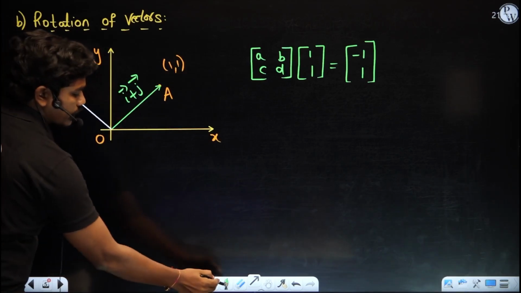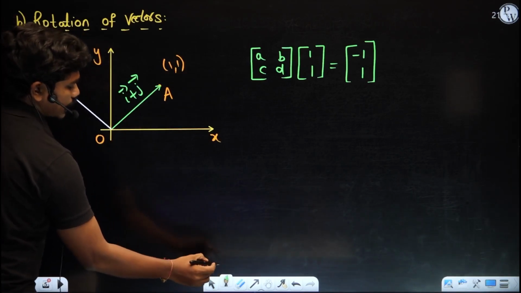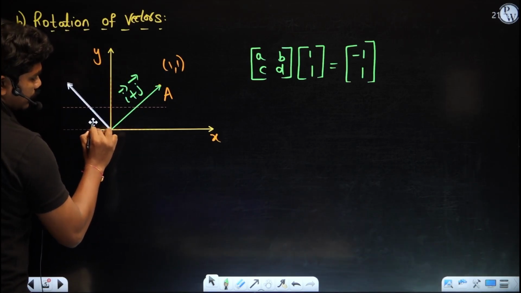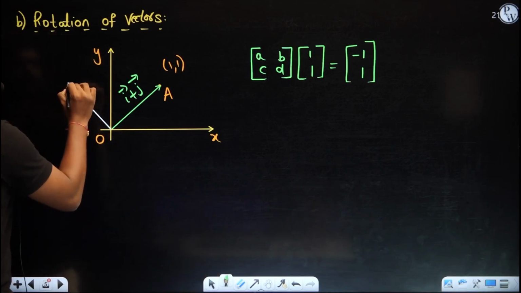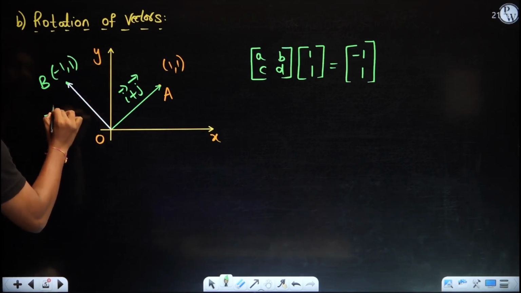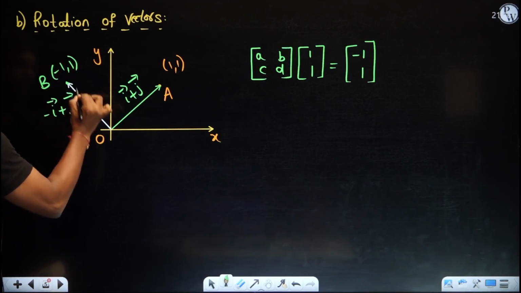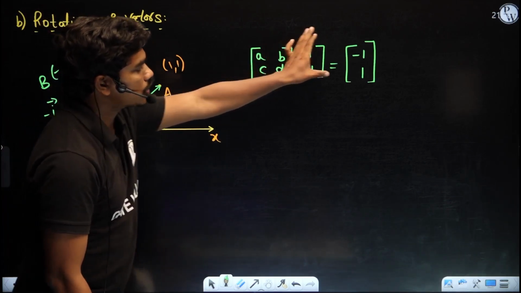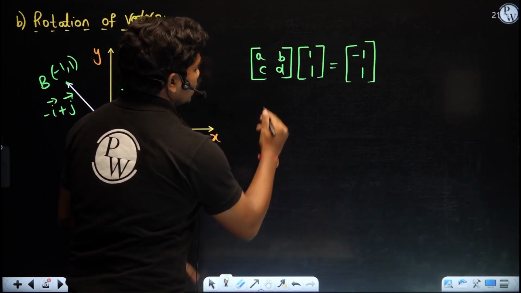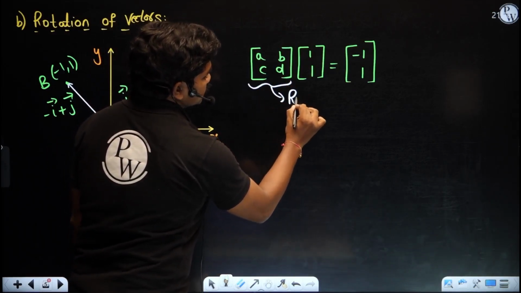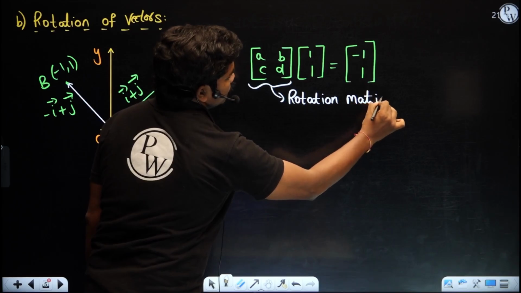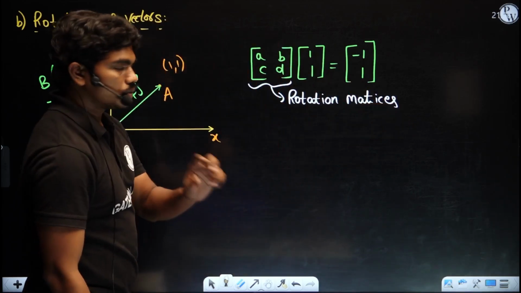So this is how you get the vector. If you rotate this by 90 degrees, then if this point you call B, इस पॉइंट का कोऑर्डिनेट्स होता है कि -1 comma 1 and ये वेक्टर होता है कि -i plus j. मतलब you can see this vector got rotated by 90 degrees when you apply this transformation, and these matrices are called rotation matrices. Rotation matrices.